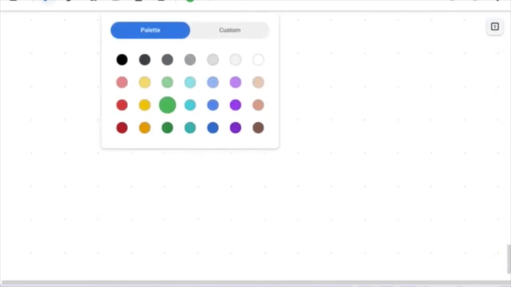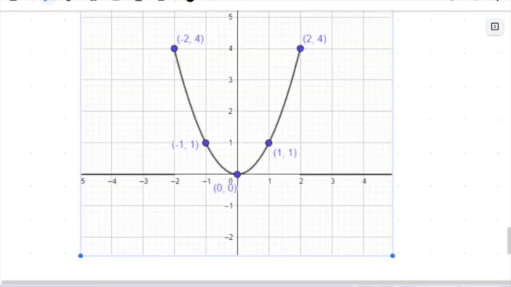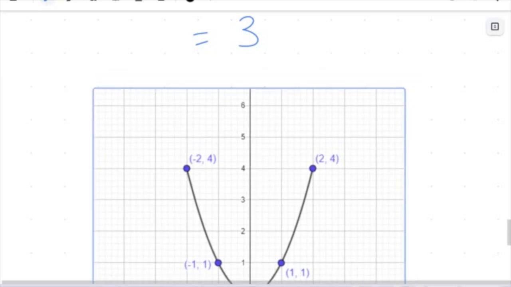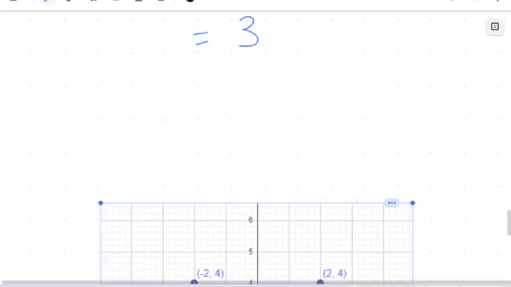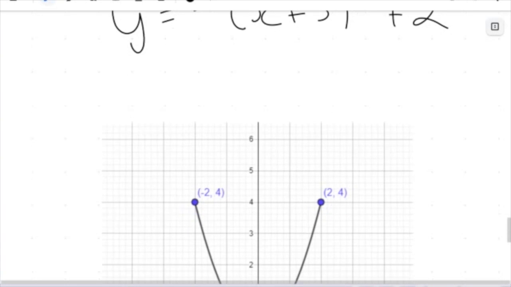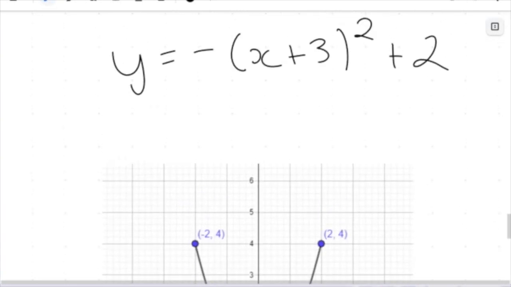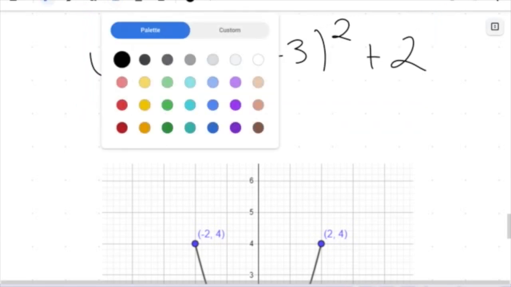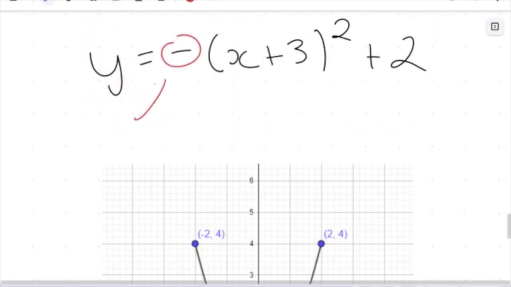Now let's do one last question, and this is probably the hardest one we'll get today. Now I want to sketch the parabola of y equals negative (x plus 3) all squared plus 2. Now some of you may have picked up on the fact that there is a lot more happening here, because I have a reflection here, because I have a negative here. So I have a reflection happening.